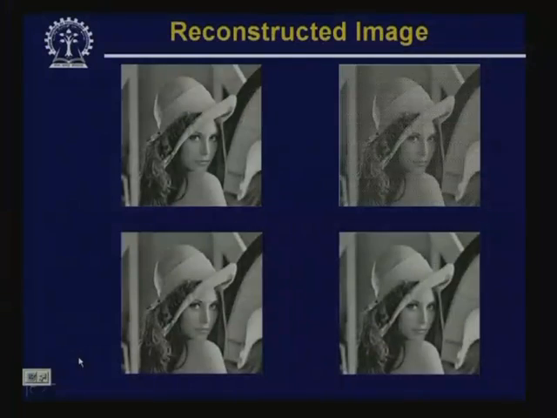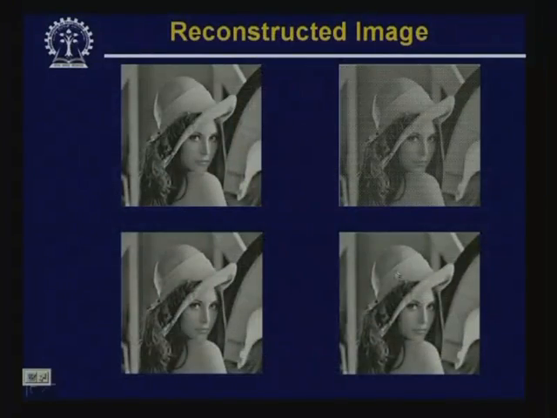Here you find that on the top left, this is again the original image. On the top right, it is the noisy image contaminated with periodic noise. If I go for an ideal band reject filter and then reconstruct, this is the image I get, on the bottom left, and if I go for the Butterworth band reject filter, the reconstructed image that I get is in the bottom right.